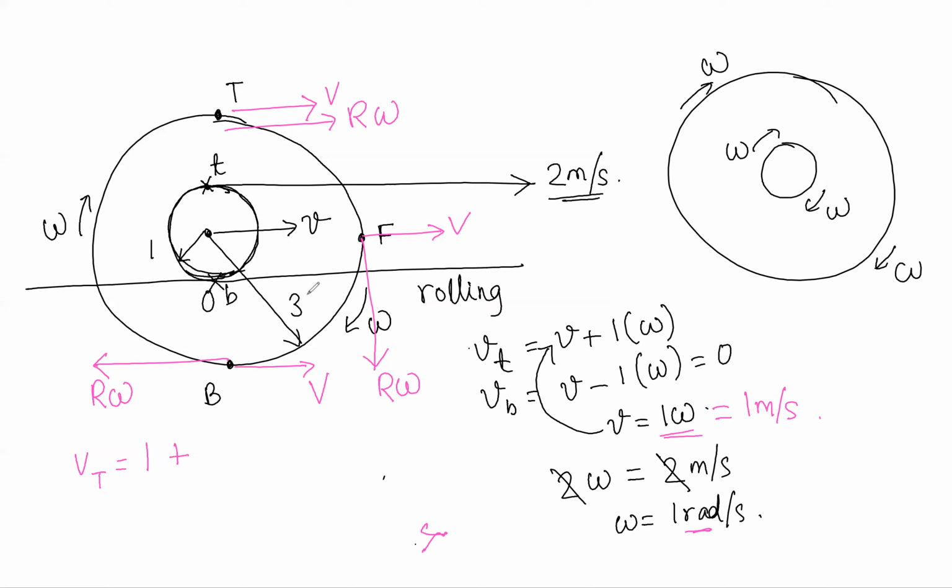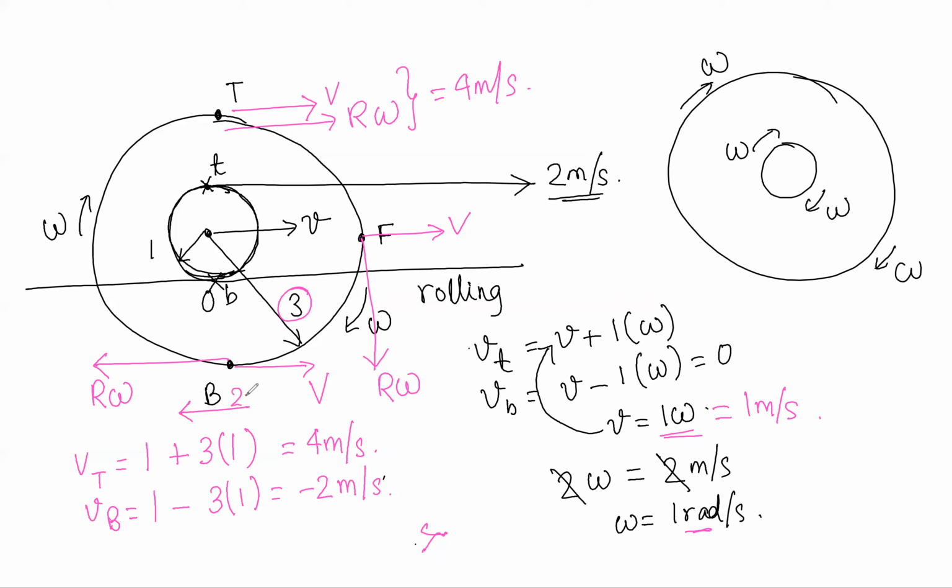So what is the radius of the outer part? 3 meters. The radius of the outer part is equal to 3. So 3 times omega, which is 1 radians per second. तो वो आएगा 4 meters per second. So the velocity of the top part is equal to 4 meters per second. How about the bottom part? The velocity of the bottom part is equal to plus v. So plus v is 1 minus r into omega. So 1 minus 3 is minus 2 meters per second. The velocity of the bottom part is minus 2. मतलब पीछे की तरफ 2 meters per second.